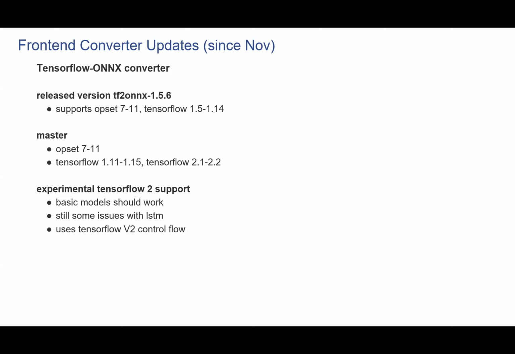It also includes experimental support for TensorFlow 2.1 and 2.2. So in theory, you should be able to take a TensorFlow model in eager mode and export it directly to ONNX. There are still a few issues with the TensorFlow 2.0 support. We still have some issues with the LSTMs. The unit tests for those are not enabled, but we are working very hard on this.